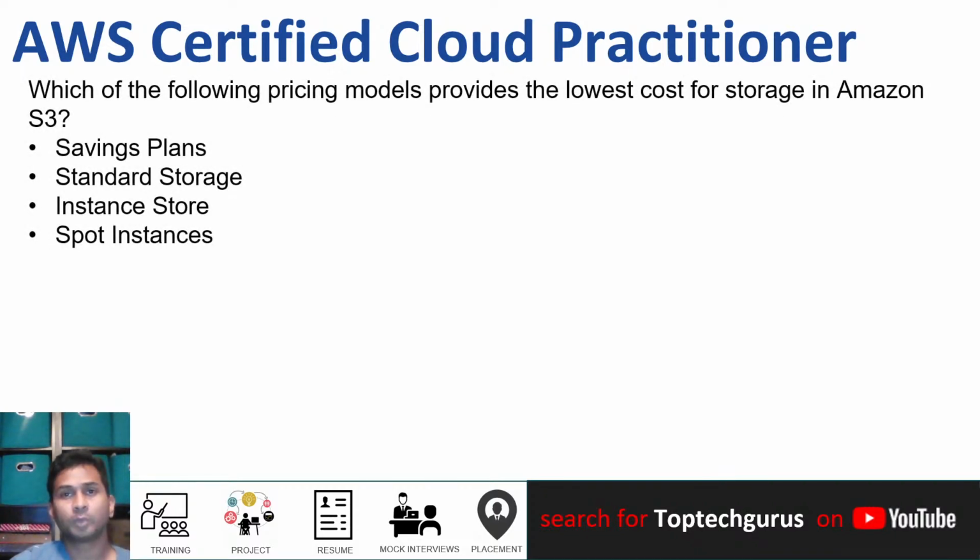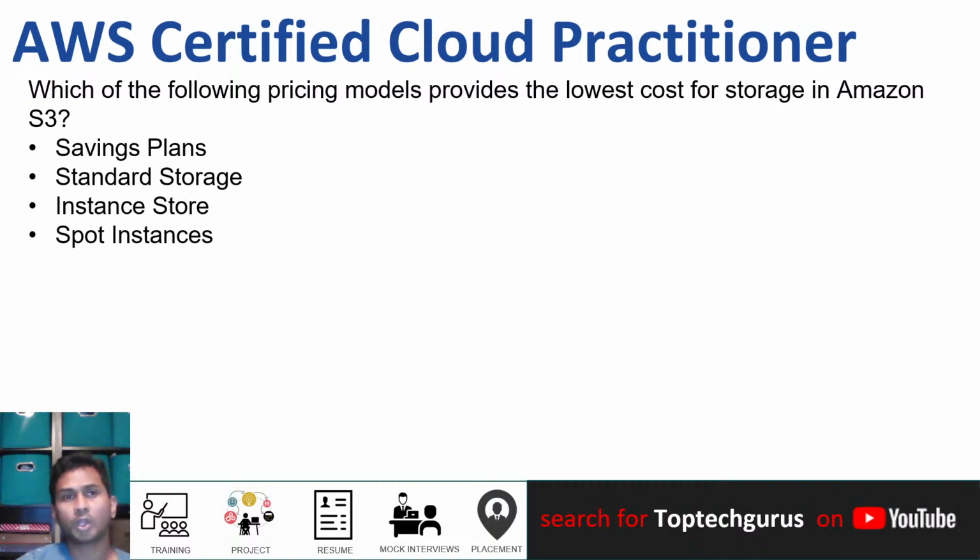Which of the following pricing models provides the lowest cost storage in Amazon S3? So this is a bit of a confusing question. They're asking about which pricing model provides the lowest cost. So there are a lot of pricing models here: savings plans, standard storage, instant store, spot instances. Instant store is the storage connected to your EC2 instance. It's actually a hard disk or SSD that is connected to your EC2 instance, which is not really a pricing model. So I'm going to eliminate number 3.